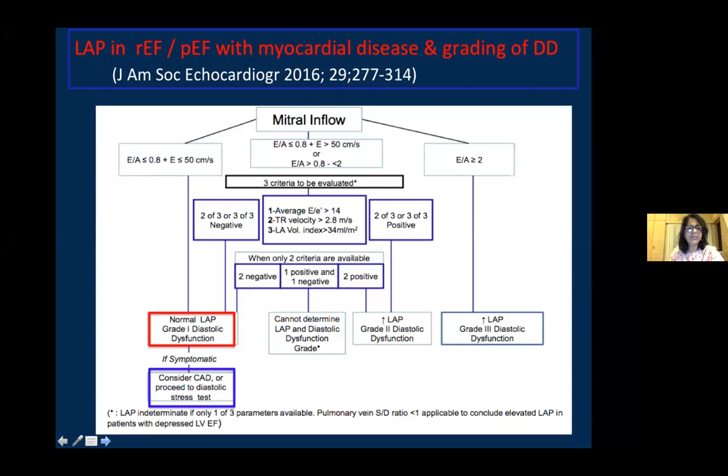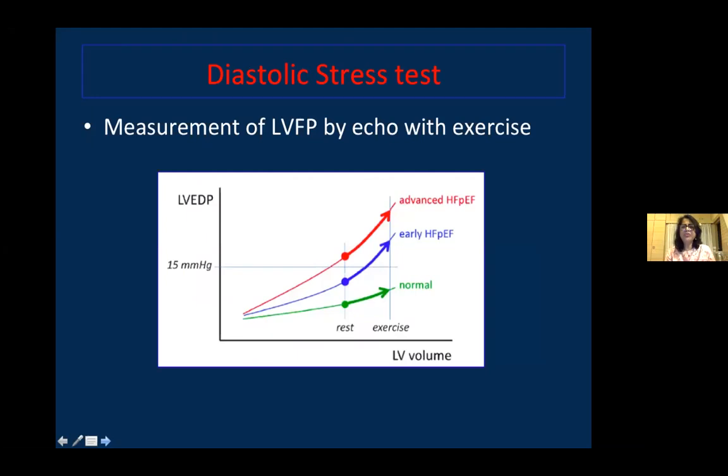just to mention to you, because at your level you do not need to do this, but just to know, I am telling you that we do this in early HFpEF patients where at rest their LV filling pressure is normal. So if you assess the diastolic dysfunction, you will get a normal filling pressure, but as the patient does the exercise, the LV filling pressure rises.